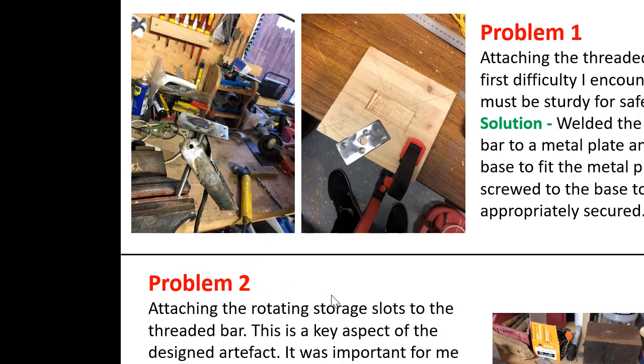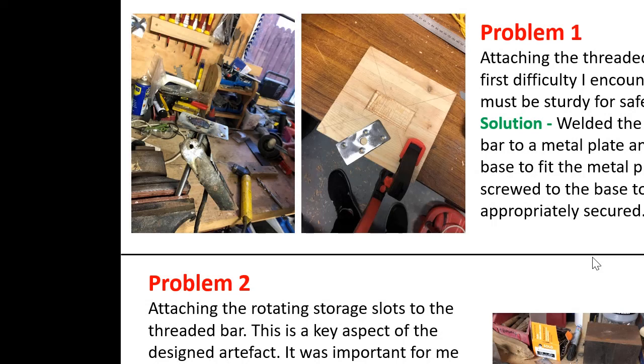Then the second problem, which I kind of have covered already in the experiment phase, was how would I attach the rotating slats to the threaded bar. Like I did, I just took out a slot for the nut, and that allowed it to rotate around, and it was also sturdy enough and definitely safe enough. And that is my create phase to date.